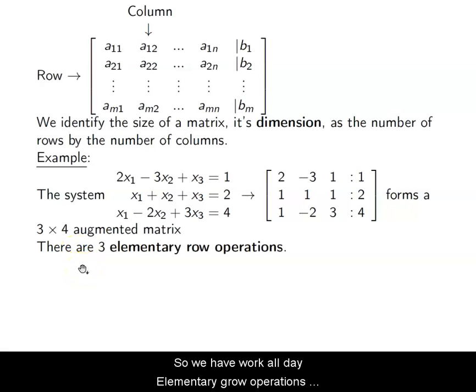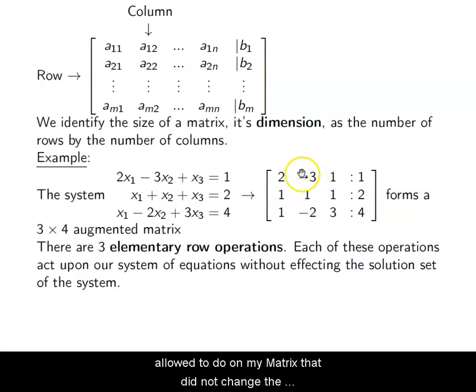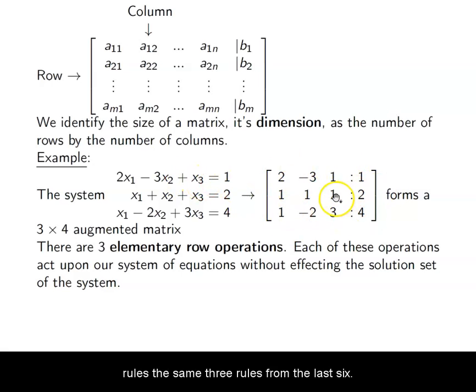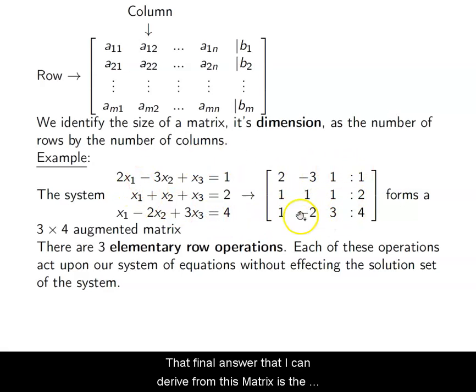So we have what are called elementary row operations. These row operations we were just talking about in the last 2 sections, really the last section. Okay, they are operations I'm allowed to do on my matrix that do not change the solution set of this system. So as long as I follow the 3 rules, they're the same 3 rules from the last section. As long as I follow those 3 rules and I do them correctly, the final answer that I can derive from this matrix is the same as the final answer that I can derive from this system of equations.